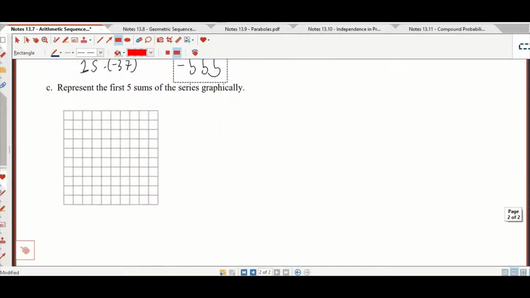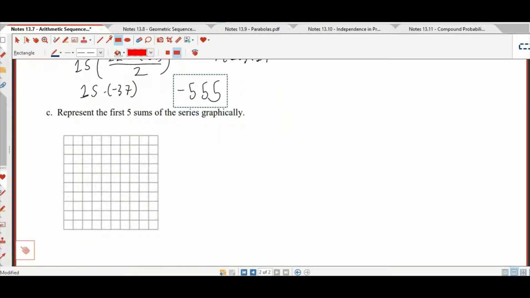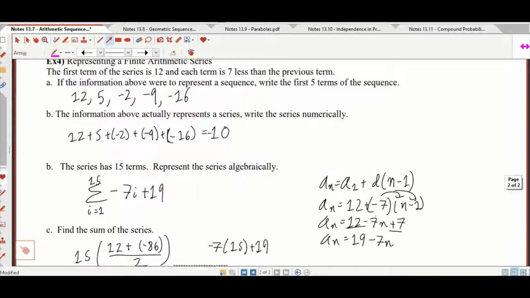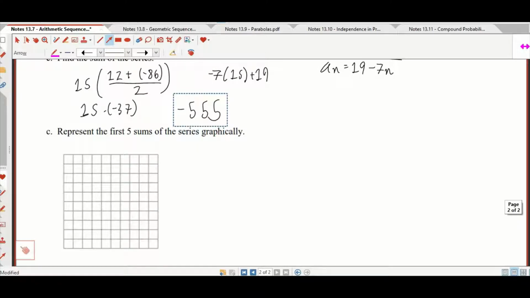Let's represent the first 5 sums of the series graphically. So this gets negative pretty quick. The highest it ever gets is 12. I don't care for this at all. Let's see here. I'm going to go 4 from the top, and we're going to just do this first one here. Each one of these squares, we're going to count it as 4. 1, 2, 3, 4.